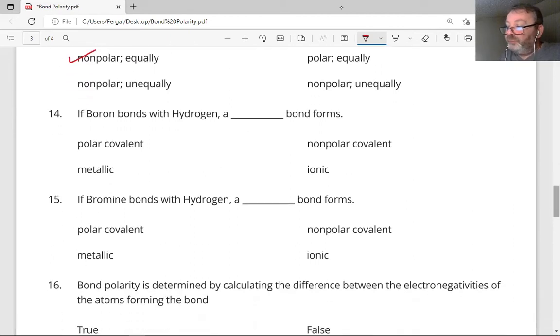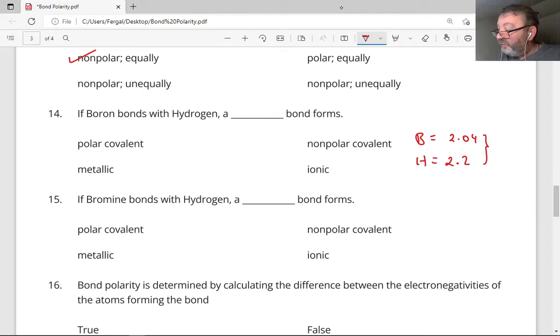If boron bonds with hydrogen, a something bond is formed. Now, you can't tell that off the top of your head. You've got to go again back to your tables. If boron bonds with hydrogen, hydrogen, as we already know, is 2.2, and boron, from the table of electronegativities, is 2.04, giving me a difference of 0.16, which is very much in the covalent region. So therefore, it's non-polar covalent. Okay. If bromine bonds with hydrogen, well, let's take a look at bromine. What's the value of bromine? It is 2.96, and again, it's a halogen.